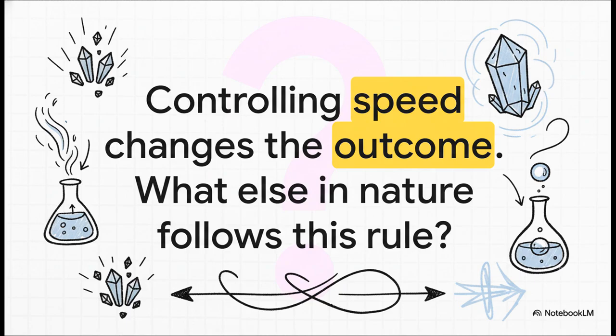Controlling the speed of evaporation completely changes the outcome. A fast, frantic process gives you one result, small crystals. A slow, patient one gives you something totally different, big crystals. And that makes you think, doesn't it? Where else in nature, or even in our own lives, does a simple rule apply? That the speed at which something happens completely changes the final result?